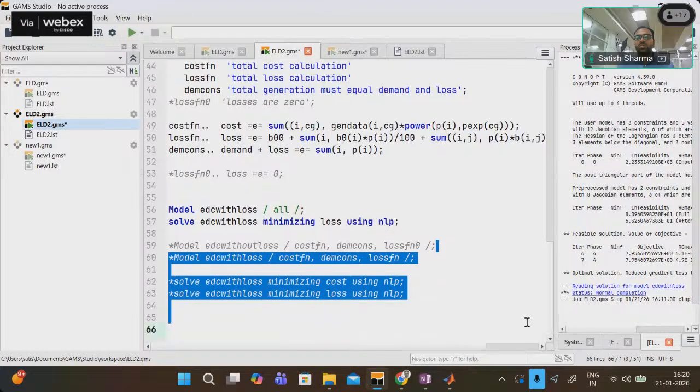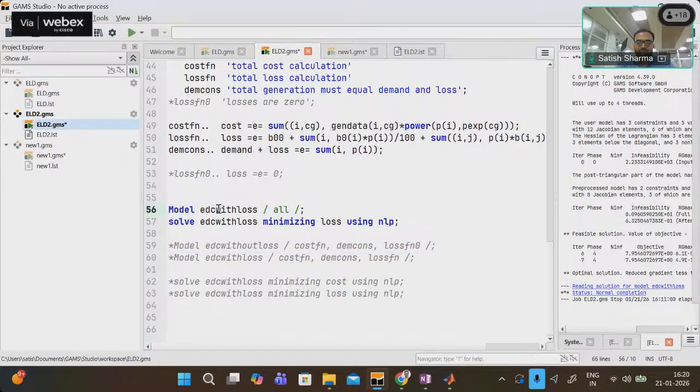Now some interesting parts are there on how we can solve it. As we discussed, economic load dispatch is usually a minimization of cost. So we have defined a model. I will name it, let's say, without loss, underscore without loss.